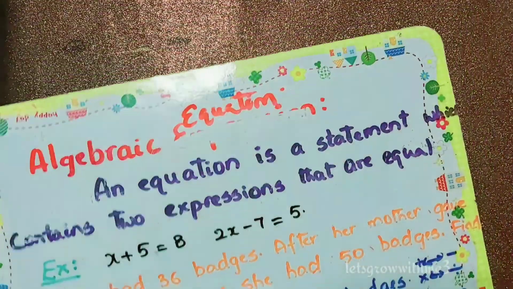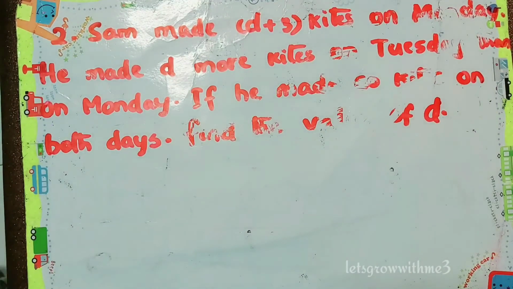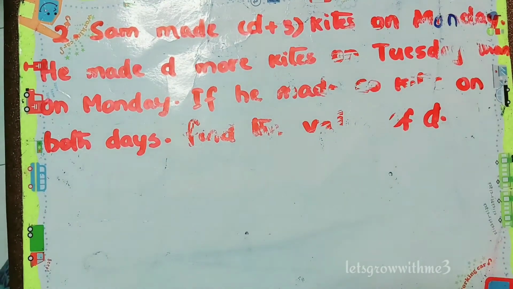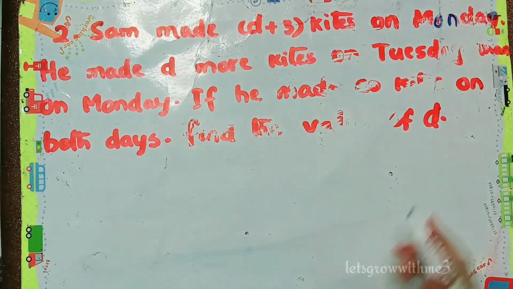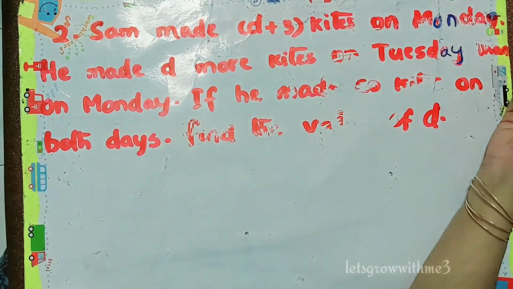So let's see one more example. Again it's a word problem. Let me read. Sam made D plus 3 kites on Monday. He made D more kites on Tuesday than on Monday. If he made 60 kites on both days, find the value of D.